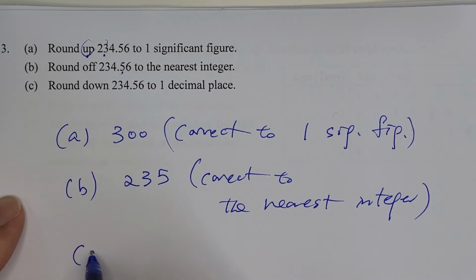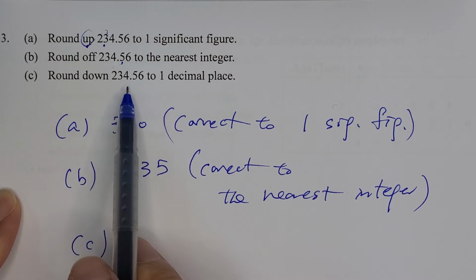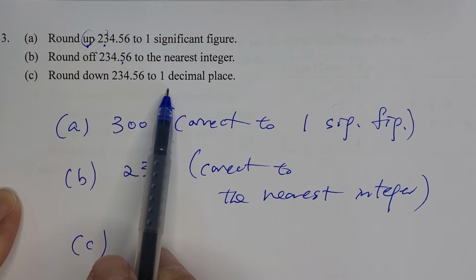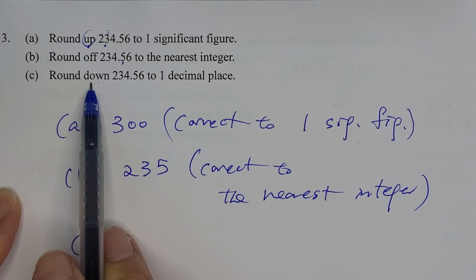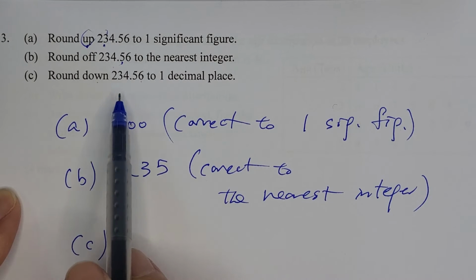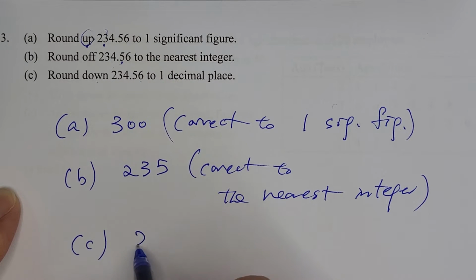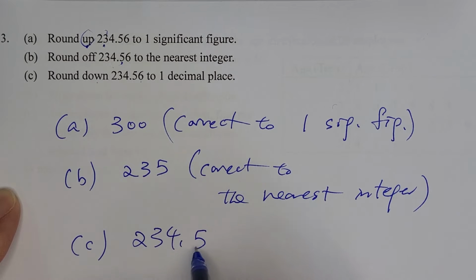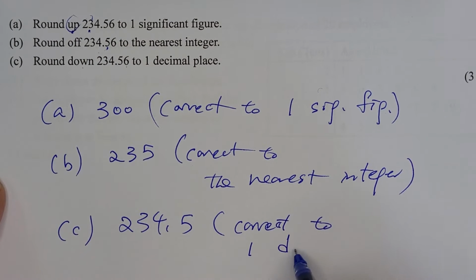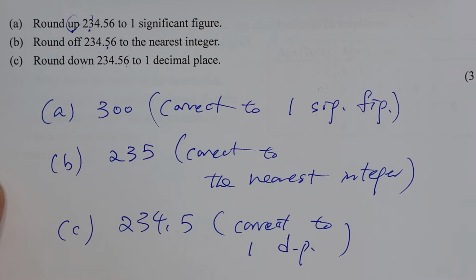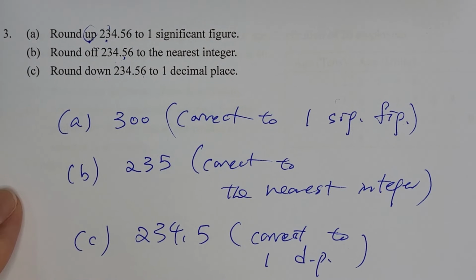For part C, you need to round down this number to one decimal place. So look at the second decimal place, that's 6, but round down. So no need to round up, just remove it. Therefore answer 234.5, okay? Correct to one decimal place. So that's the end of this question number 3.